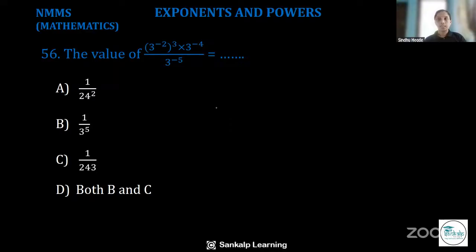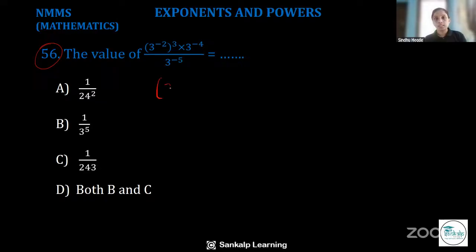Hello everyone, welcome to Sankalp Learning Solution. Let us see question number 56 of the chapter Exponents and Powers. The value of (3 raised to minus 2) whole power 3 into 3 raised to minus 4 divided by 3 raised to minus 5 is equal to dash. Option A, 1 by 24 square. Option B, 1 by 3 raised to 5. Option C, 1 by 243. Option D, both B and C.